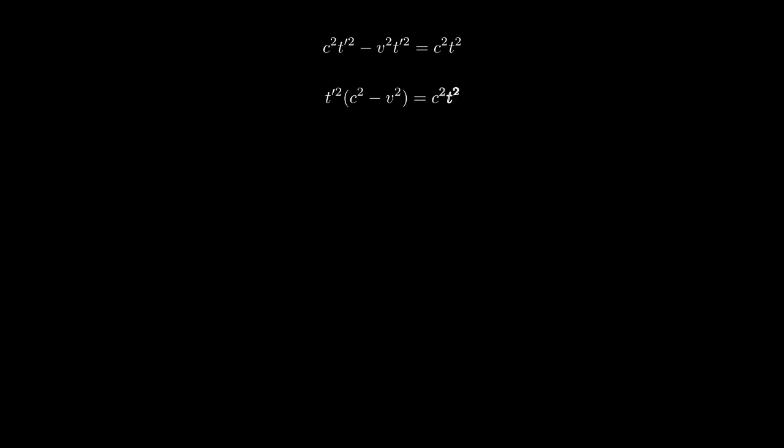Factoring out t prime squared times the quantity c squared minus v squared equals c squared t squared. Taking the square root and solving for t prime equals c t divided by the square root of c squared minus v squared. Dividing numerator and denominator by c, we get our time dilation formula.